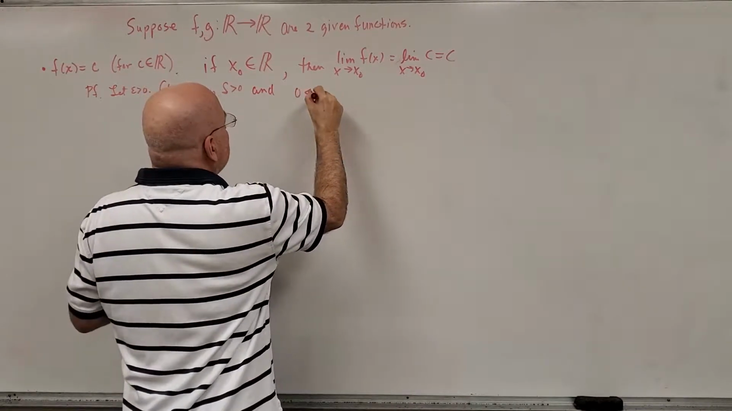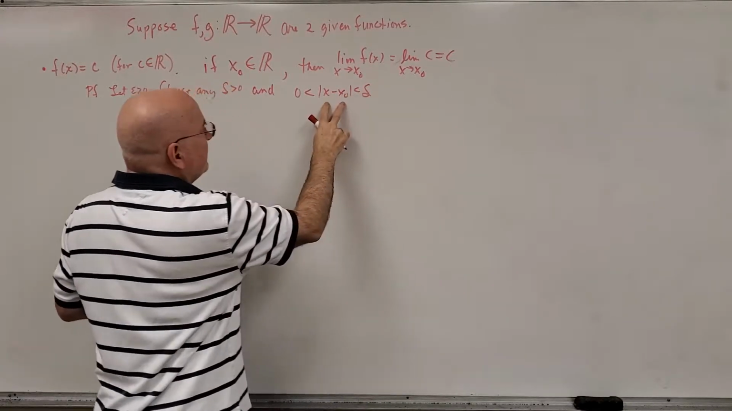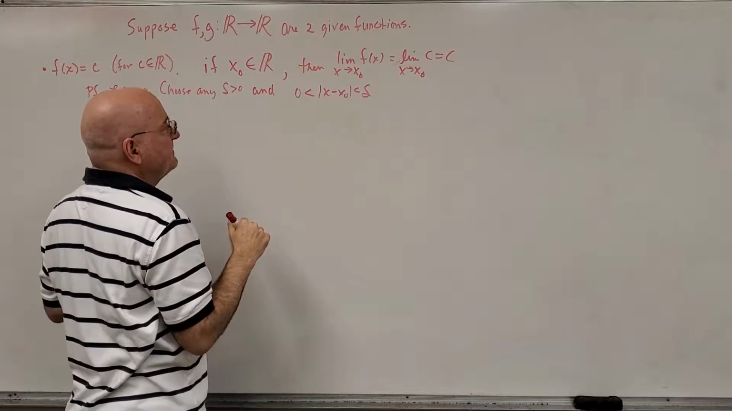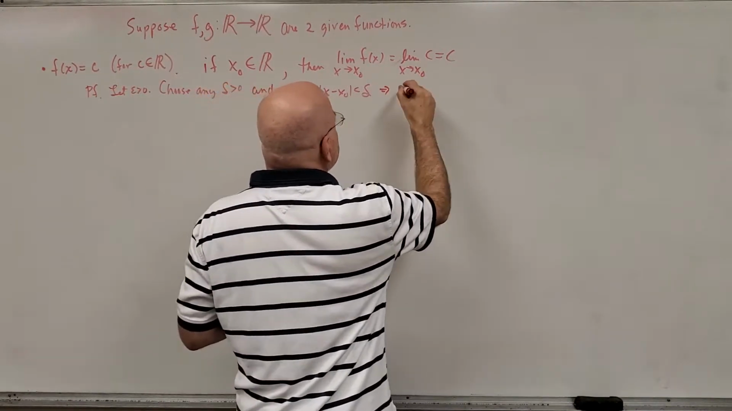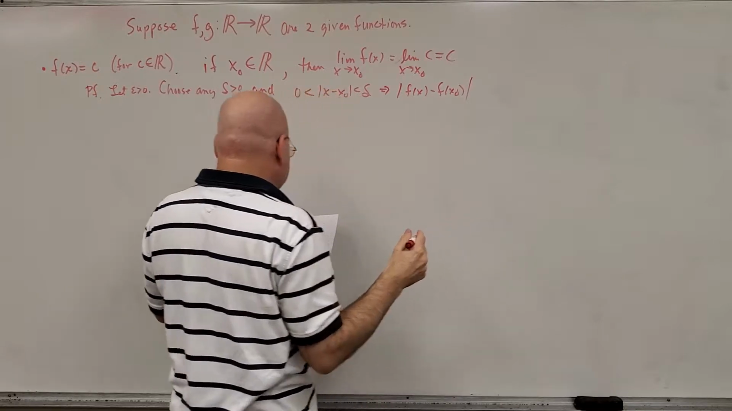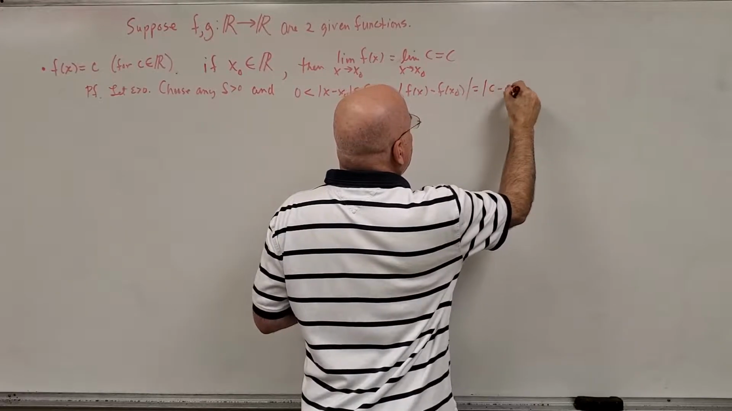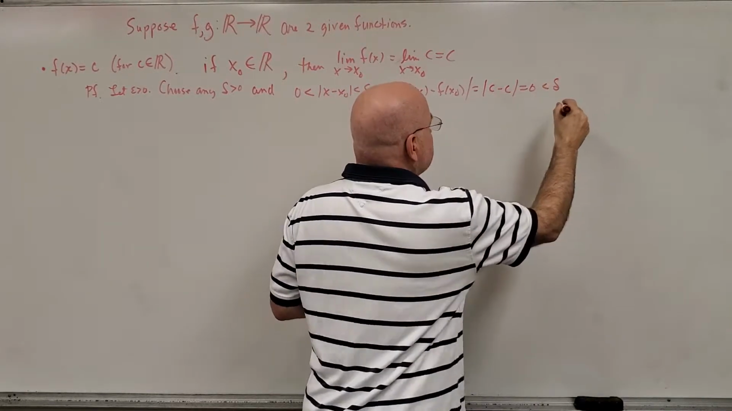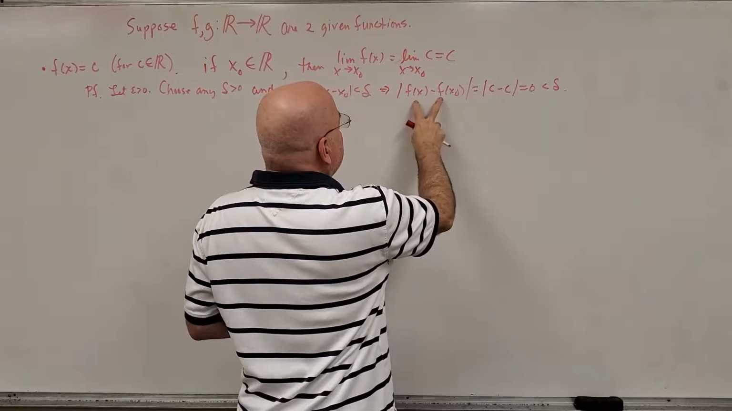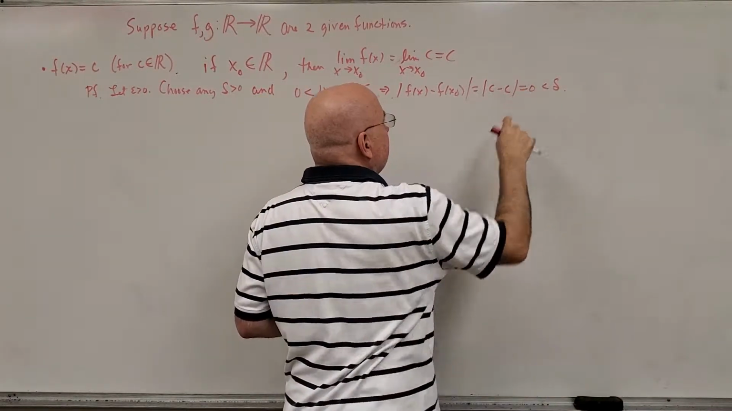If 0 is less than the absolute value of x minus x naught, which is less than delta, so what this means is x can be any distance less than delta away from x naught, that implies that f of x minus f of x naught, well, what is that? That's just c minus c. So clearly 0 is less than epsilon, but no matter what two values on the real line you pick, f of the first minus f of the second is going to give you a 0. So that was quite easy.